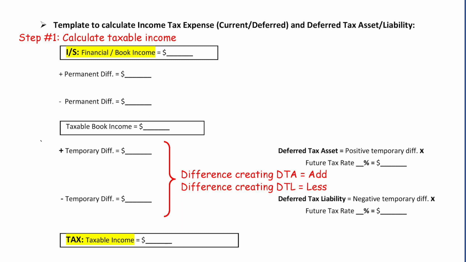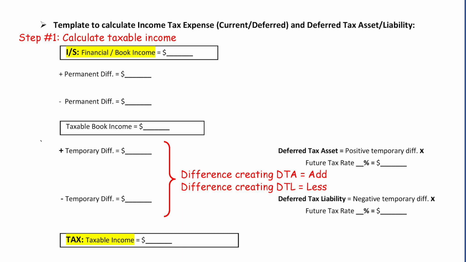Whereas a difference creating a deferred tax liability is less in step number 1 where you're calculating taxable income. Now that difference gets multiplied by the future enacted tax rate to calculate the deferred tax liability for the period. And deferred tax liability for the period that you've calculated is add when you're calculating your income tax expense in step 2.